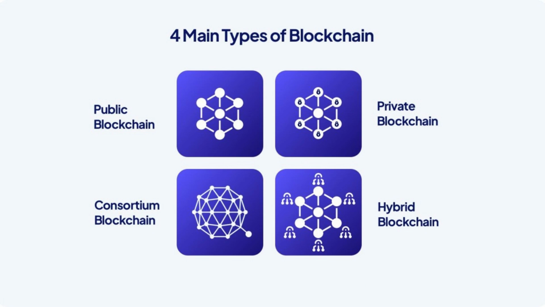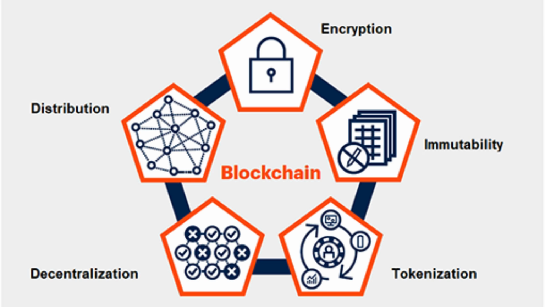Public blockchains like Bitcoin and Ethereum are open to anyone and operate in a decentralized manner, allowing any participant to join and validate transactions. They offer high transparency and security, but may face scalability issues and slower transaction speeds due to their consensus mechanisms such as proof of work (POW).